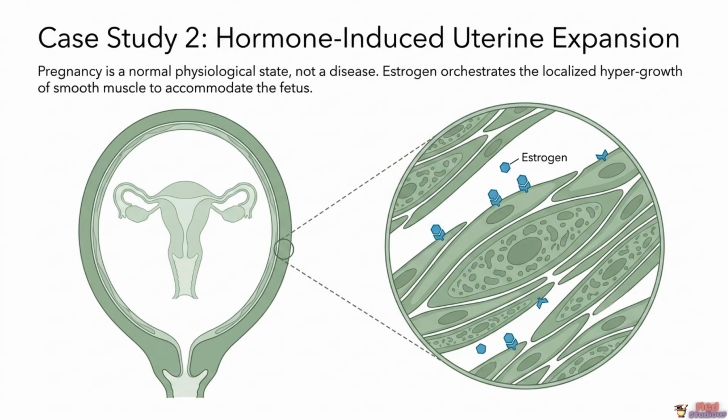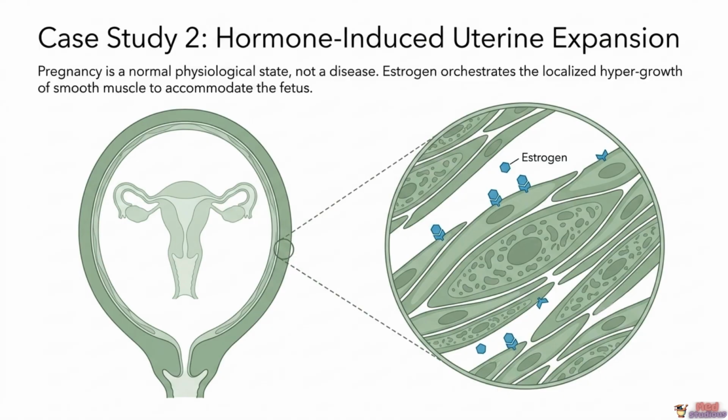Rising estrogen levels during pregnancy circulate through the bloodstream and bind to specific estrogen receptors on the surface and within the smooth muscle cells of the myometrium, the muscular wall of the uterus. This hormone receptor binding directly activates the cell's internal growth program. The smooth muscle cells, called myometrial cells or leiomyocytes, undergo dramatic hypertrophy, each individual cell increasing enormously in length and volume.